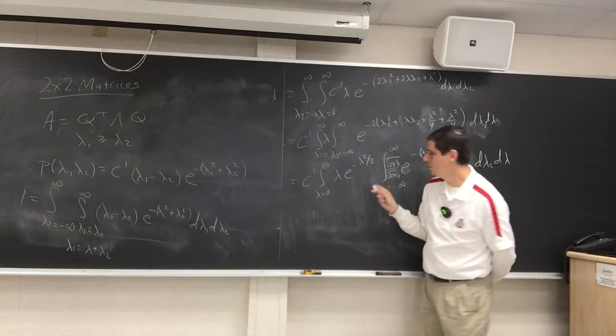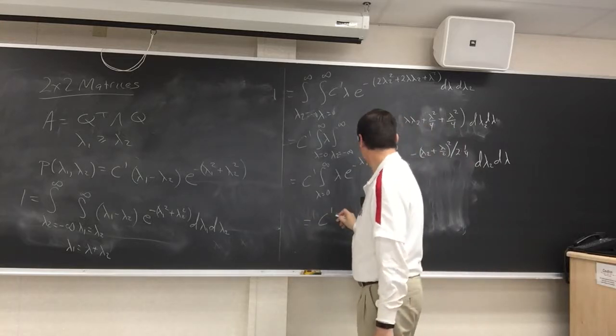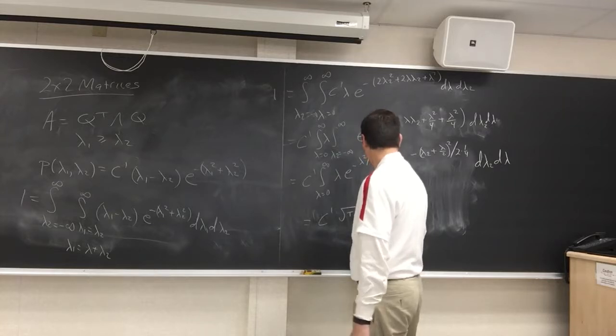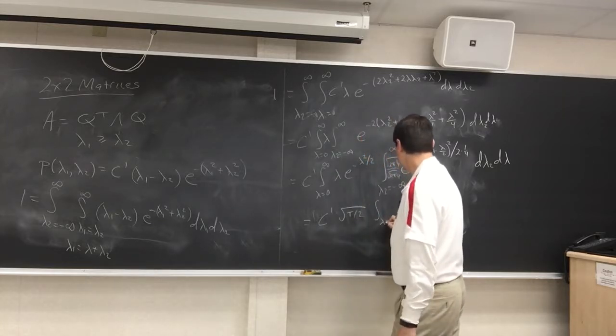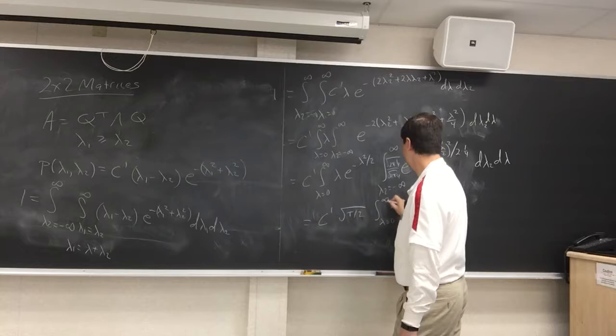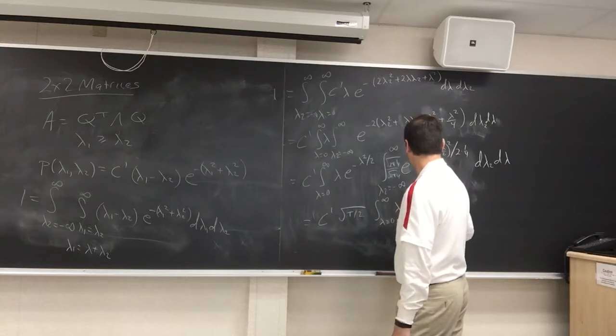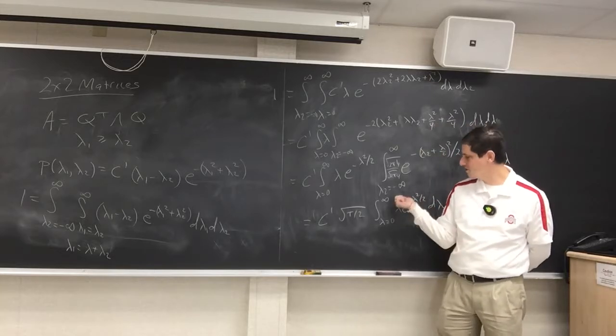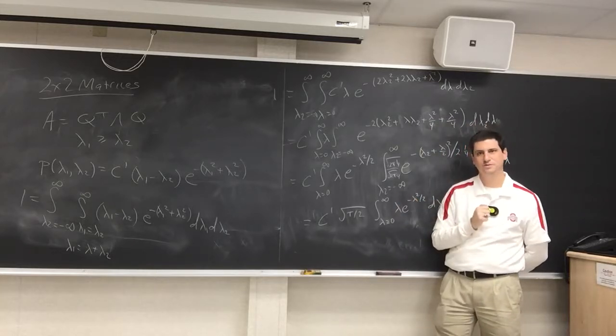And that will now integrate to 1. So I will get c prime square root of pi halves, and then the integral over lambda from 0 to infinity of lambda e to the negative lambda squared over 2 d lambda. This is a nice integral to do. What is this integral? Sorry.